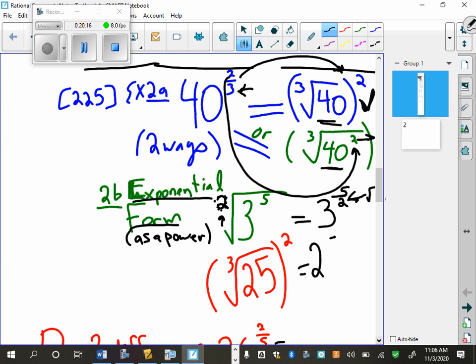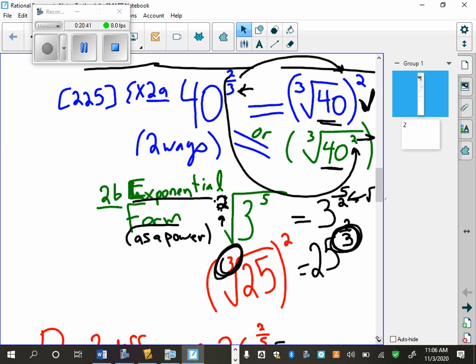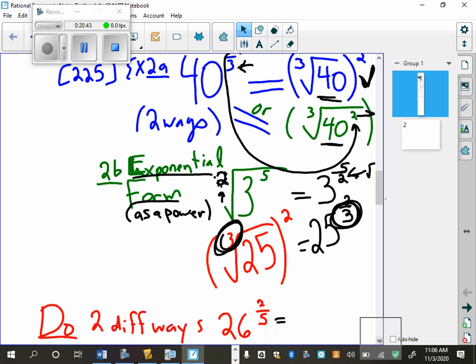So this is 25. What do you think? 3/2 or 2/3? 2/3. Good job. Yeah. So the root or the index is the denominator. Every time you see a fractional exponent, you look at the denominator. That's the root. All right, I think it's your turn to do exactly what we did again.